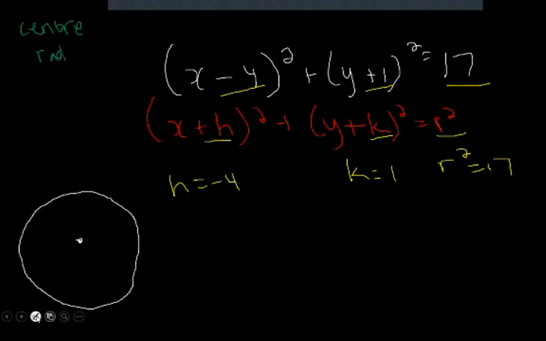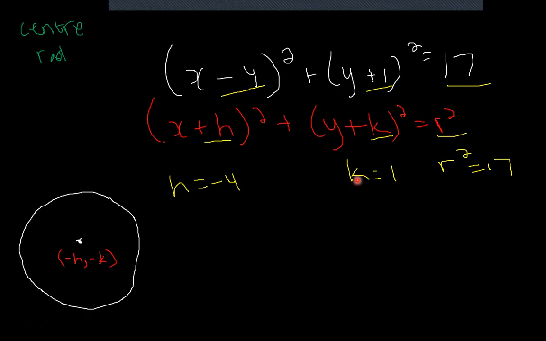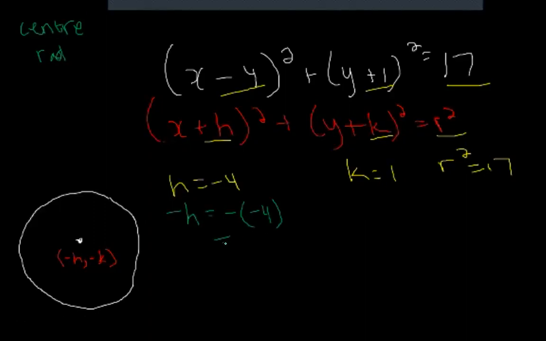So just put that. The coordinates of the center is not h, k, it's minus h, minus k. Therefore, if you want to find the center, we don't need h and we don't need k. We need minus h and minus k. If h is minus 4, then minus h is equal to minus minus 4. And we know a minus and a minus is a plus. So minus h is equal to 4. You get it now?